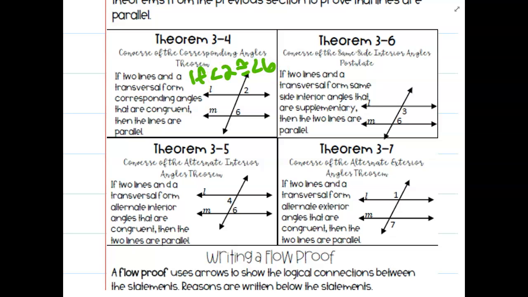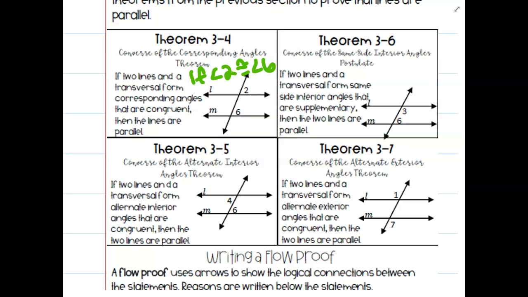Now, here's what's tricky about these ones, okay? When you're trying to prove these and to use these theorems, I cannot use the fact that, okay, yeah, I know 2 and 6 are congruent because they're corresponding angles. Yeah, they're corresponding angles, but here's the thing, guys. Unless you know that these lines are parallel, you don't know that corresponding angles are congruent. The only reason corresponding angles are congruent is because the lines are parallel. And what we're trying to prove today is that the lines are parallel.